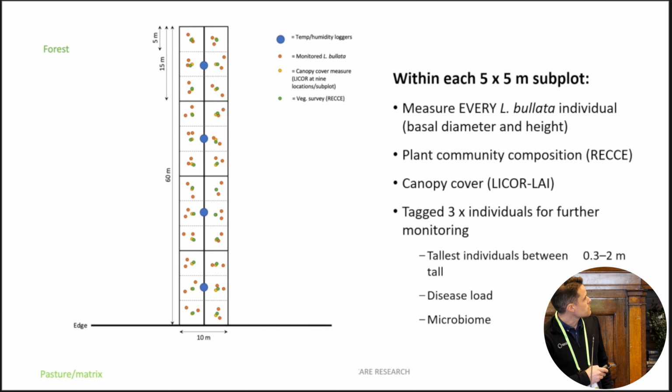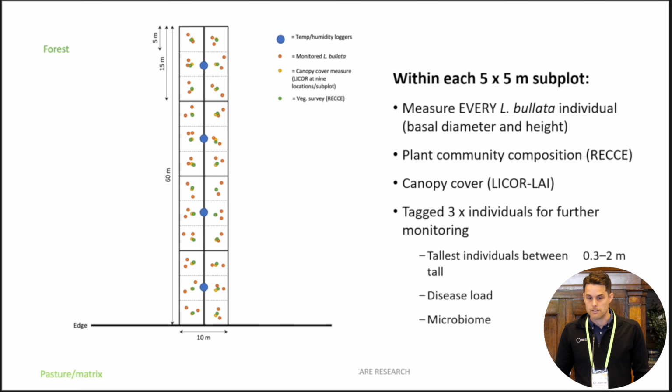In the middle of each of these zones, we had temperature and humidity sensors. And then in each of these 5 by 5 metre subplots, we measured every single Lophomyrtus bullata individual within them, including their basal diameter and height, to get some idea of their demography. We looked at plant community composition using vegetation relevés or recces. So it's basically just an assessment of what plant species you have co-occurring in those subplots and their abundances. We took a measure of canopy cover using a LI-COR LAI machine.